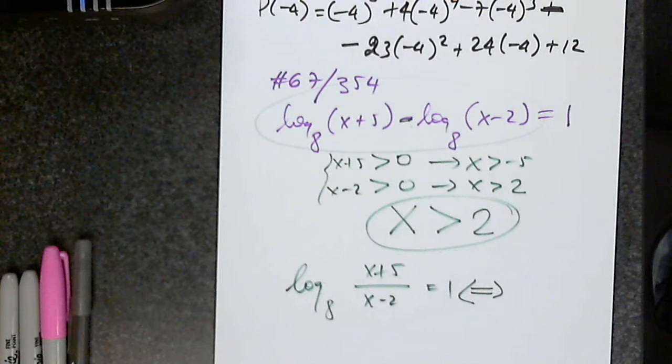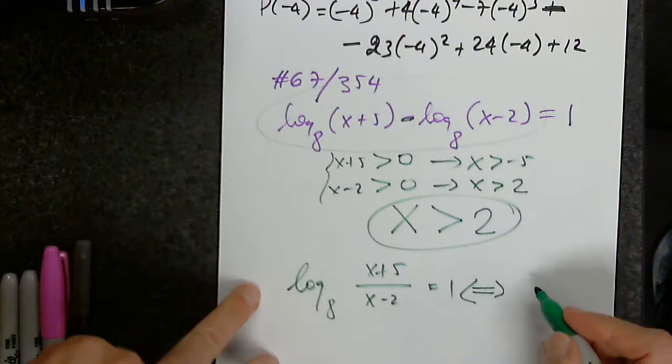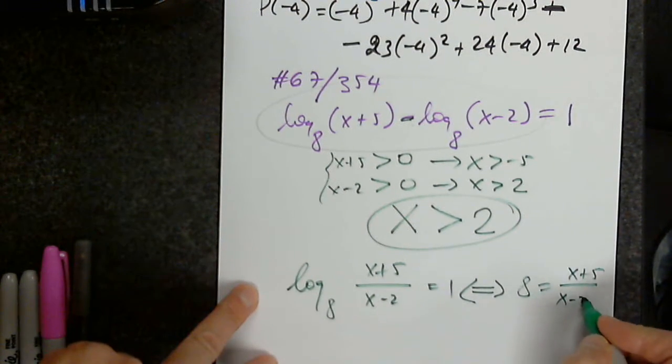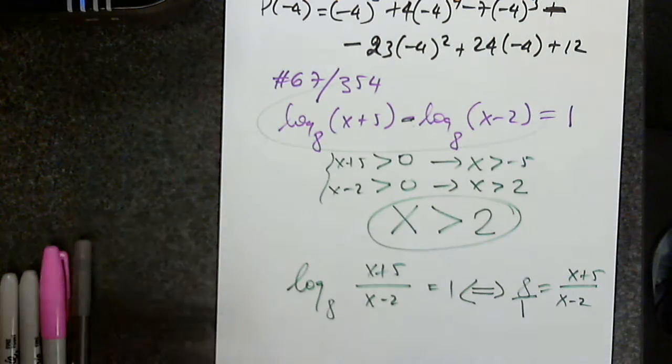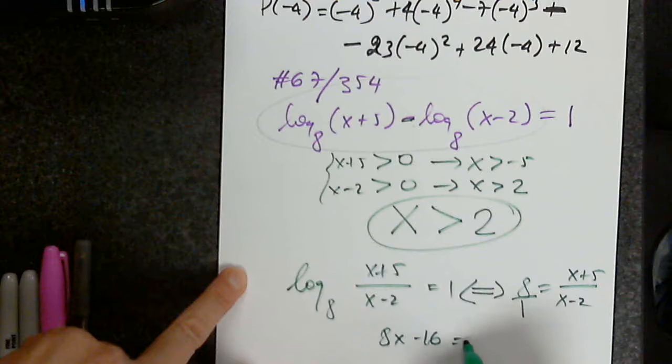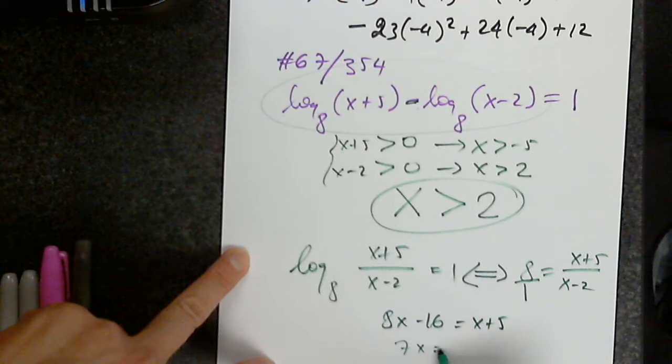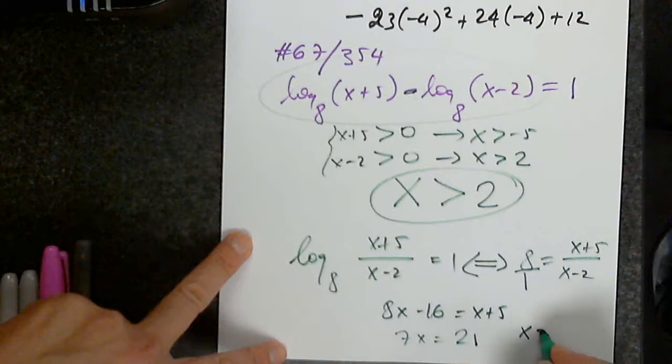Yes, a to the first power equals x plus 5 over x minus 2, which is basically a over 1, to indicate that this is a proportion. Very good. So then what do I do next? Very good. Let's cross multiply. So I have 8x minus 16 equals x plus 5, or 7x equals 21, or x equals 3.